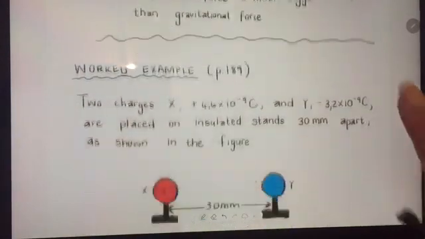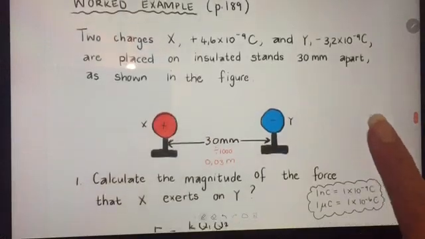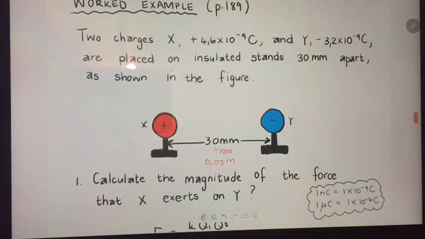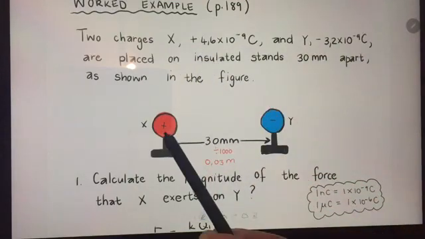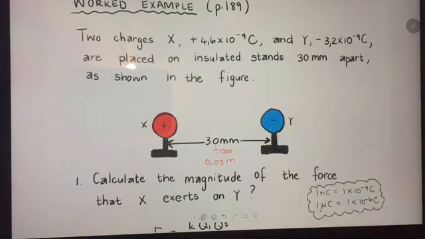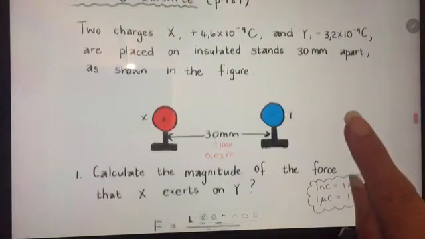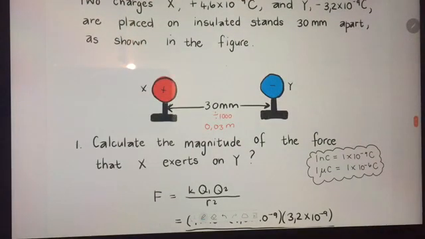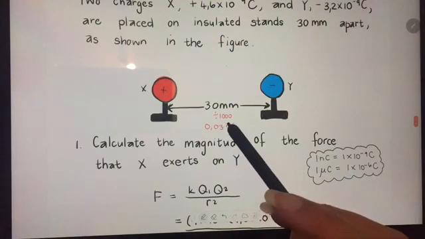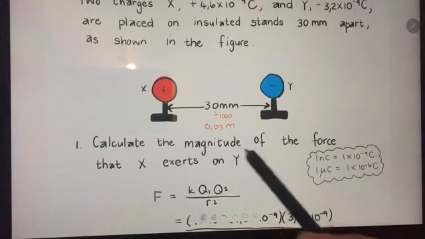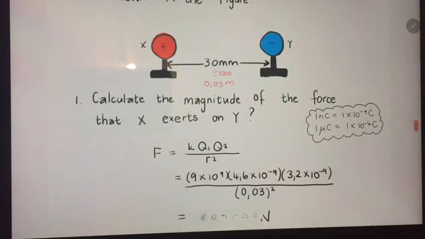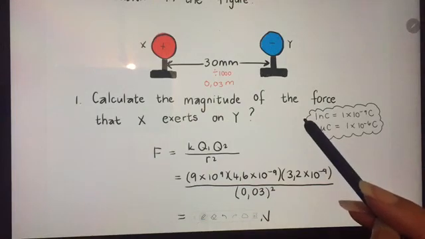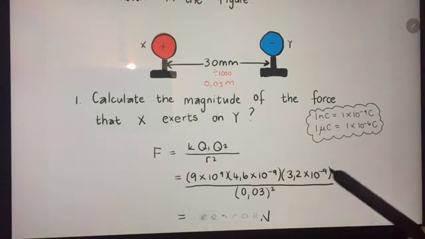And then lastly, the worked example on page 189. I've got 2 charges, X and Y, and they give us the charge for each one. And X carries a positive charge and Y carries a negative charge, and they are 30 millimeters apart. And of course, I know that it must be in meters, so immediately I say divided by 1,000 to convert my millimeters to meters. And then the first question, calculate the magnitude of the force. I would actually word it, calculate the magnitude of the electrostatic force that X exerts on Y.